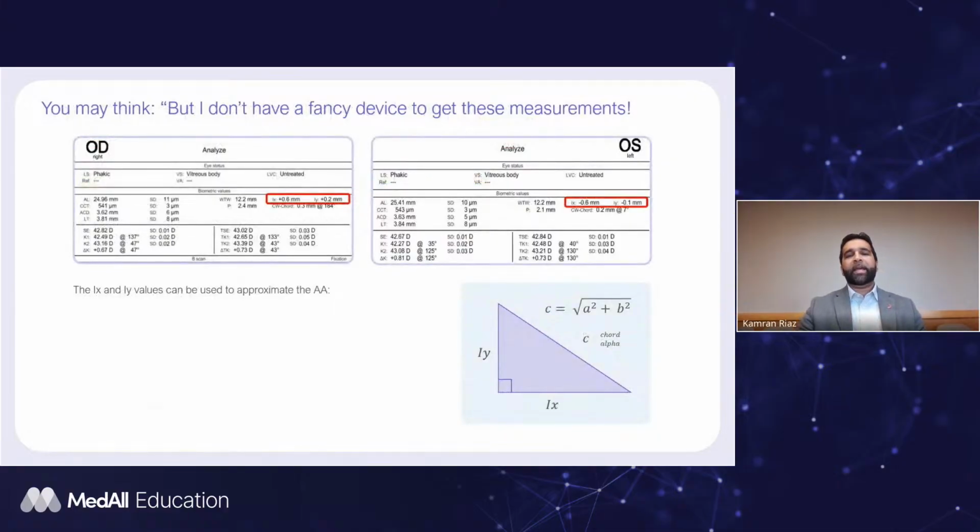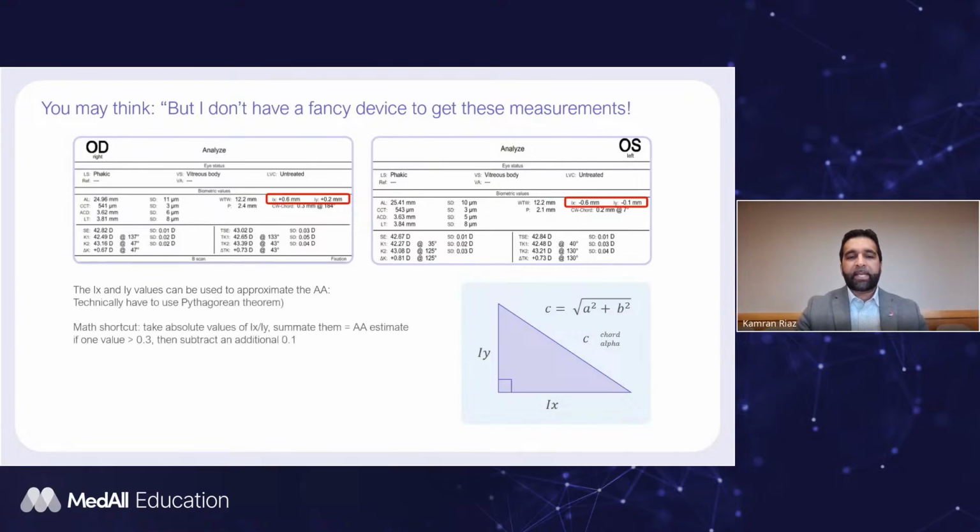Now you may think, I don't have a fancy device to get these measurements. Well, if you have an IOLMaster or a LENSTAR, if you look at your IX and your IY values, you can use a little cheat sheet, a little cheat code, to quickly calculate the value. Now, technically, we have to use the Pythagorean theorem, but who has time to do that? And I certainly am not mentally smart enough to square these numbers in my head and then take the square root of the sum. So what's a shortcut that we can do?